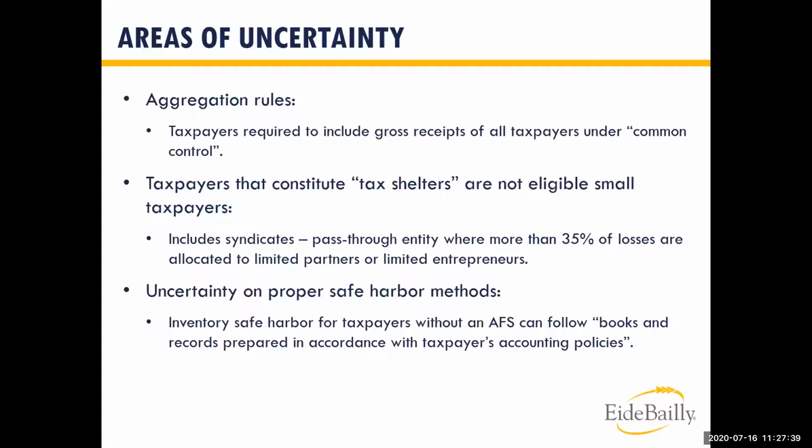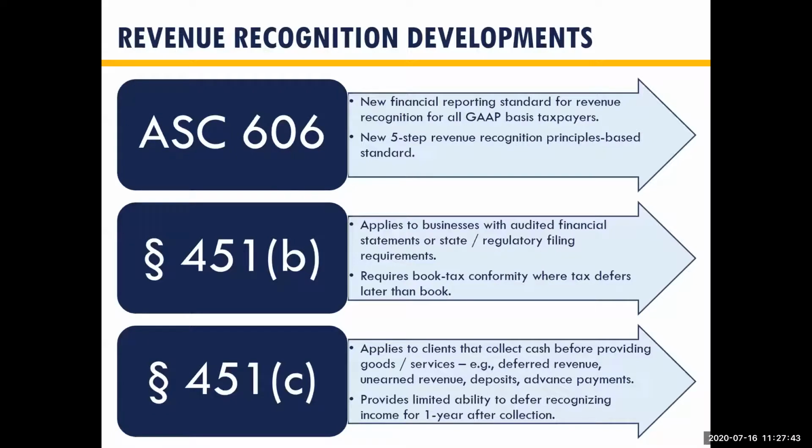Okay, and with that, I think we're ready to go into the next topic, Andrea. Perfect. Revenue recognition. So there's 3 issues that we're dealing with this year in the revenue recognition space. The first is the ASC 606 financial reporting standards. Those were effective for non-public clients for the 2019 reporting period, meaning that most of our clients, our firm's clients, went through the implementation process during 2019.